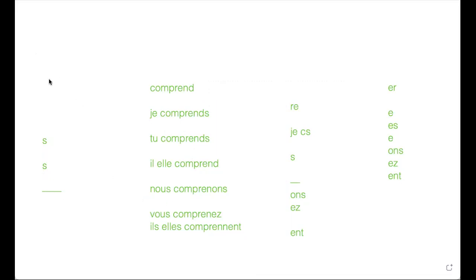Rashmi, I'll give you a lot of examples. Now, for example, we have prendre. Prendre is to take. What is the formula of RE ending verb? S, blank, blank, ONS, EZ, and ENT. So remove RE from the end. So what's left? P-R-E-N-D. So what is I take? Je prends, because the E sound is on, and you add S with je. Tu prends. D and S would be il, elle.